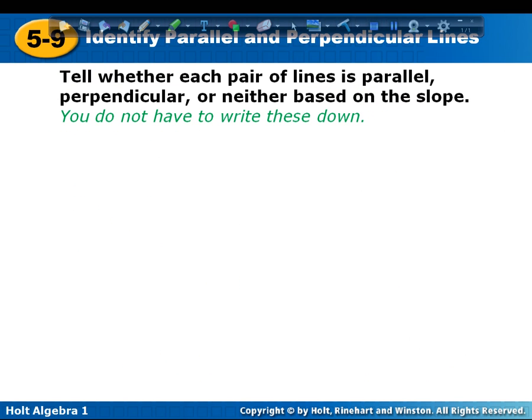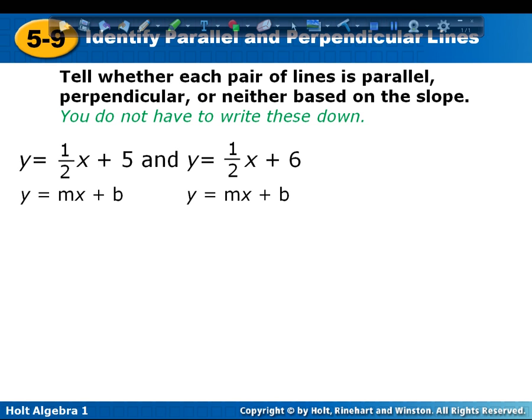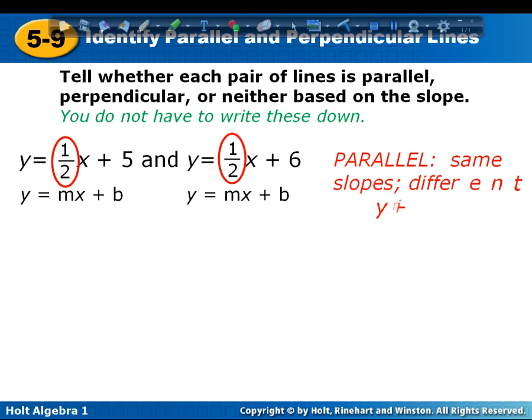It says tell whether each pair of lines is parallel, perpendicular, or neither based on the slope. You don't have to write these down. We have y equals 1/2 x plus 5 and y equals 1/2 x plus 6. We looked at this yesterday and we said, okay, we're going to look at the number in front of the x because that's my slope. And we're going to say, are they the same, are they opposite, reciprocal, or are they neither? And here, both of the numbers in front of the x and both the slopes are 1/2, so they are the same. So they are parallel. They have the same slopes but different y-intercepts.